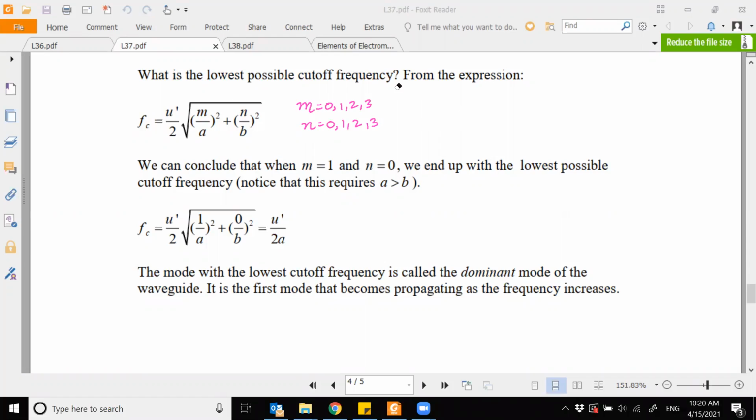Got it? So M and N cannot take 0 values together. Now comes the next one. What should be the smallest value we should take for M and N? Should I take M is equal to 0 and N is equal to 1, or M is equal to 1, N is equal to 0?